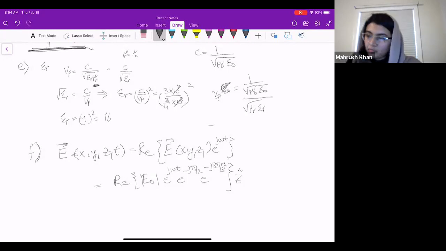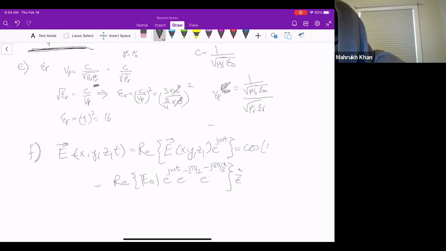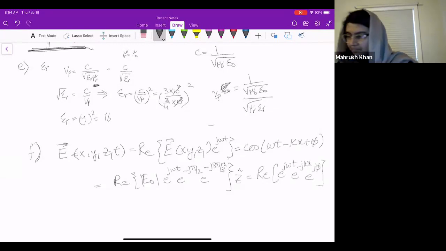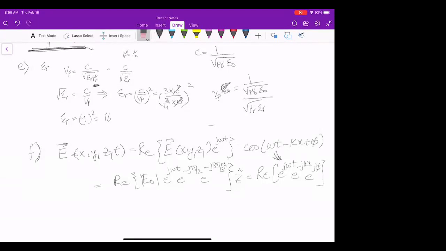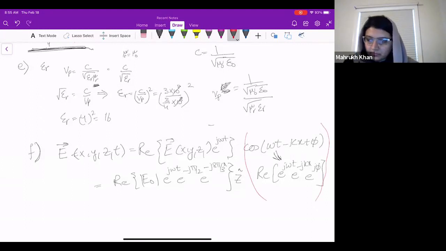So when we write cosine, I can write cosine here. It will become ωt, and it was kx plus phi, right? So we can also write it as real part of e^{jωt}, e^{-jkx}, e^{jφ}, right? This thing. Oh, okay. Thank you. So we are good? Yes.